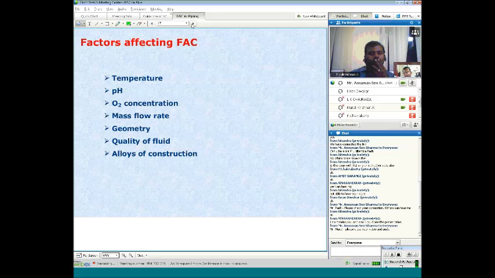Now, if you want to avoid the FAC problem, then these are the factors where you should put more concentration, because these are the factors which are going to tell you where to look for the FAC problem, or where the FAC problem is more likely to occur, right? Let us individually see how it is getting affected.